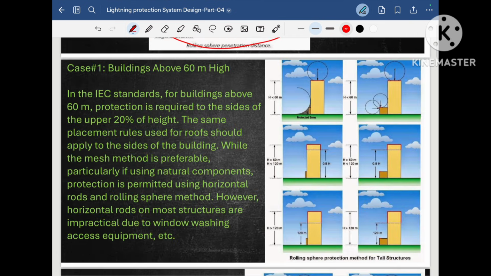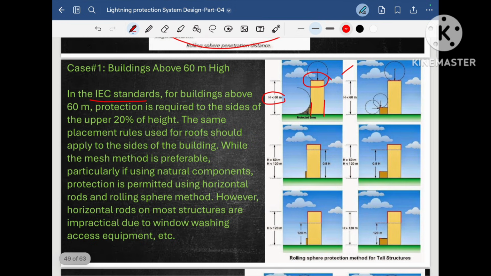Here I want to highlight some important points mentioned in the IEC standard related to lightning protection systems. Suppose the height of our structure is less than 60 meter. Then the side strike will be almost zero, and we have to give protection over the top only. As you see, it is mentioned in the red color.